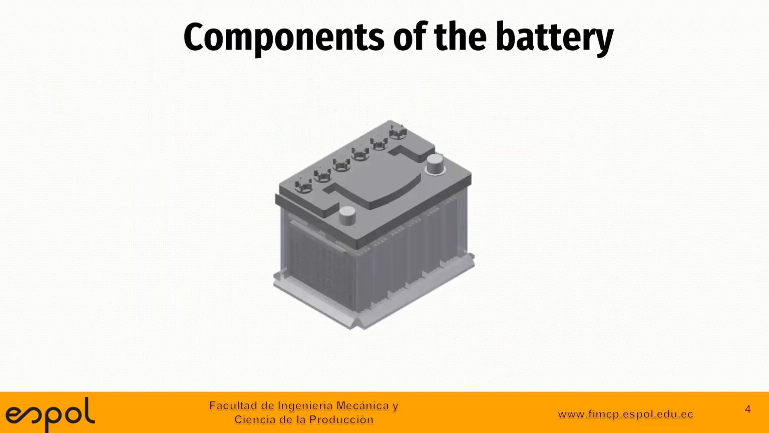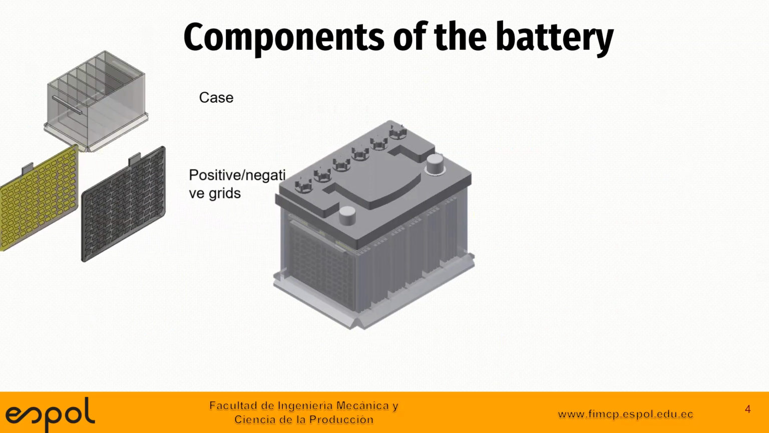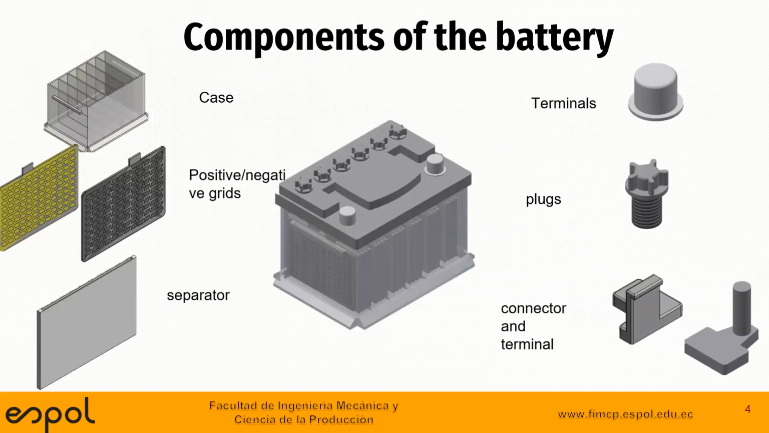The internal components of a lead-acid battery are shown below. Those are the case, the positive and negative grids, and the separators. Also, externally, we have the terminals and the plugs. In conclusion, we have the connector and the terminal.